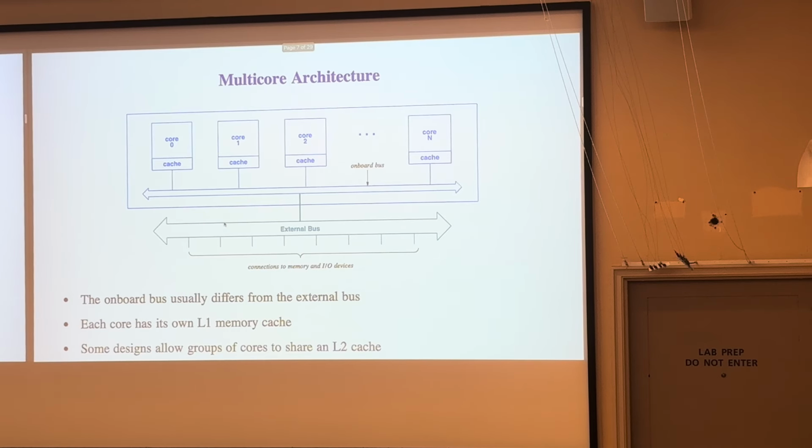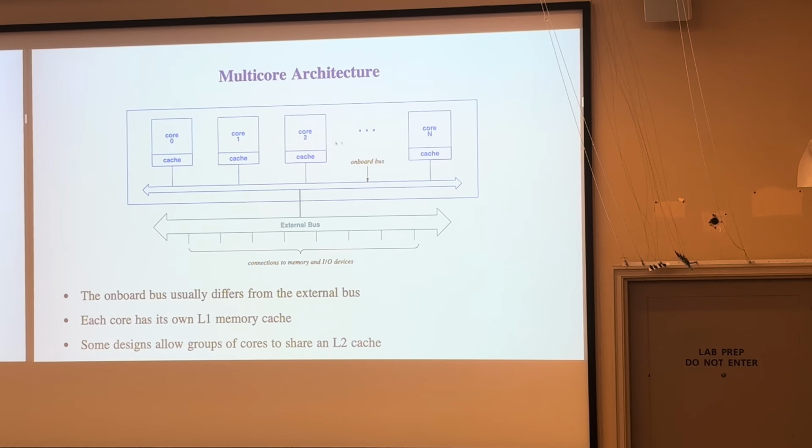So this is an example architecture of a multi-core. You have core 0, core 1, core 2, and core n. Each core has its own local cache, a layer 1 cache, but in other modern multi-core CPUs, you have layer 2 and layer 3 caches that are shared by multiple cores.